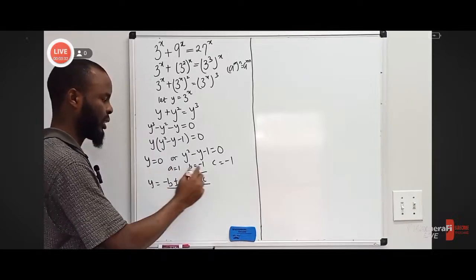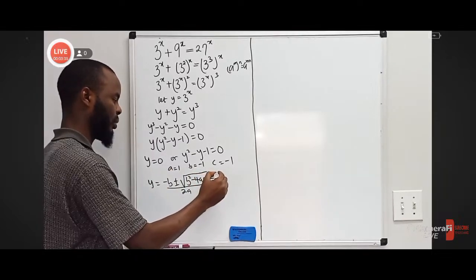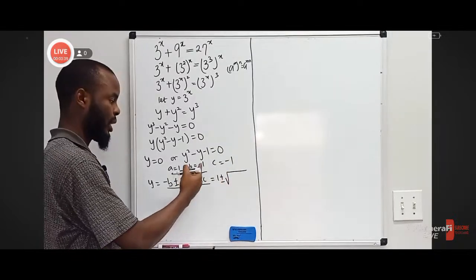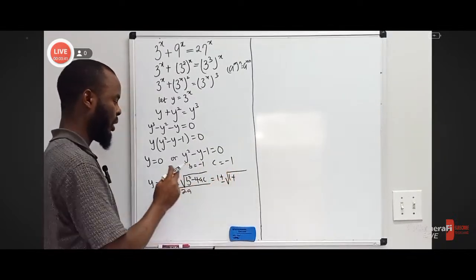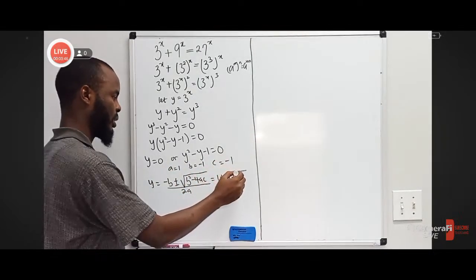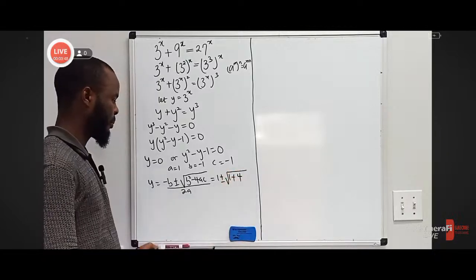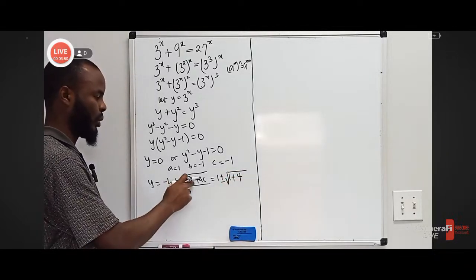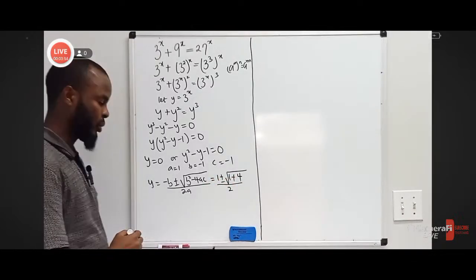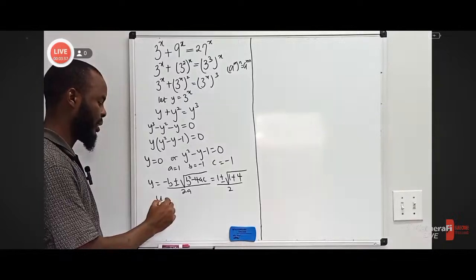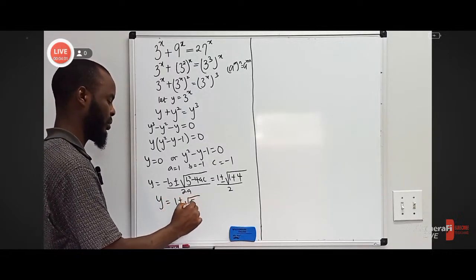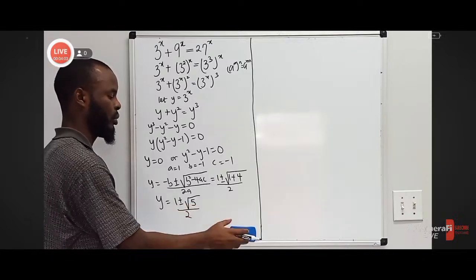When you plug in the coefficients into this, we're going to have 1 plus or minus root b squared is going to be 1, plus 4ac, which is 4 times 1 times 1, is going to be 4. Okay, so we have plus 4 over 2. So this shows that here my y is going to be 1 plus or minus root 5 over 2.